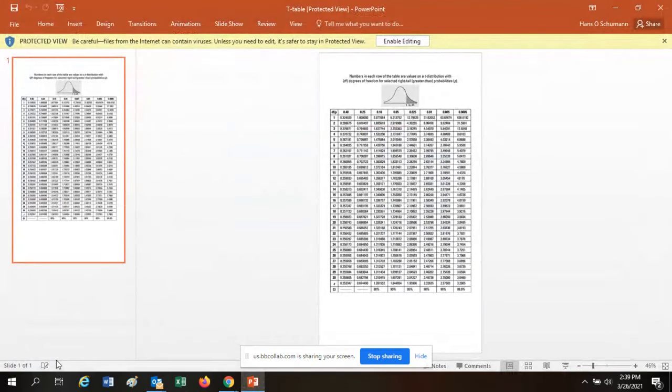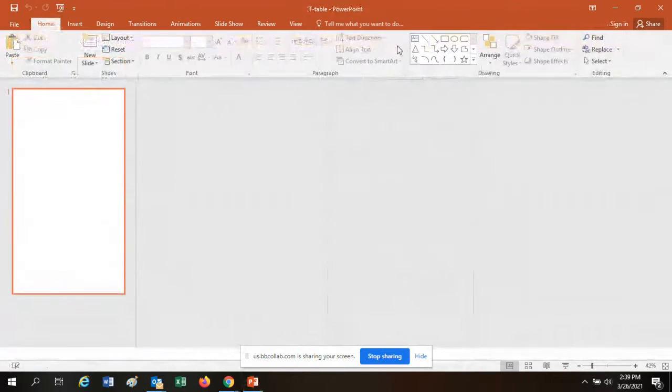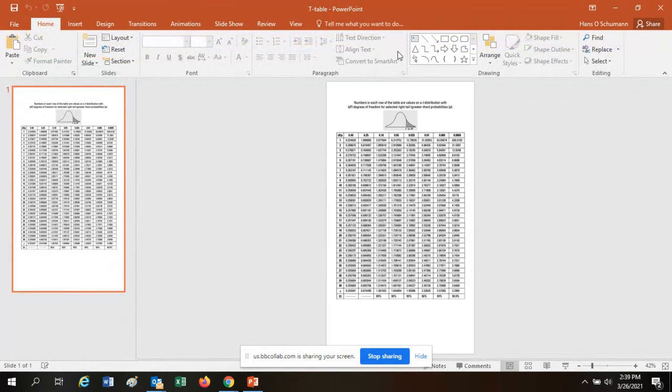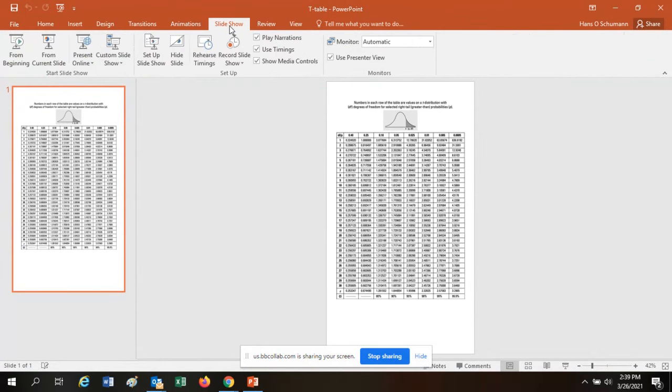Do you guys see a T-table, a stats table right now? Yes. Okay, good. That's great.